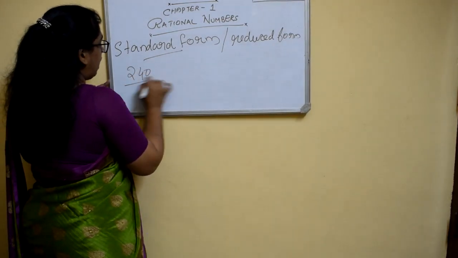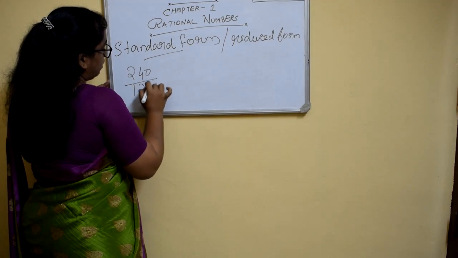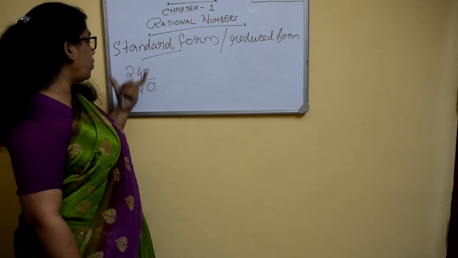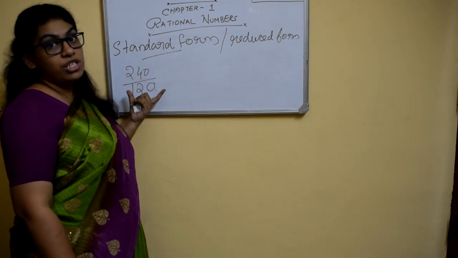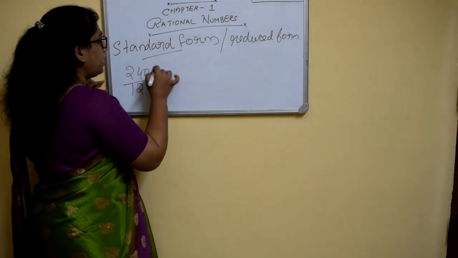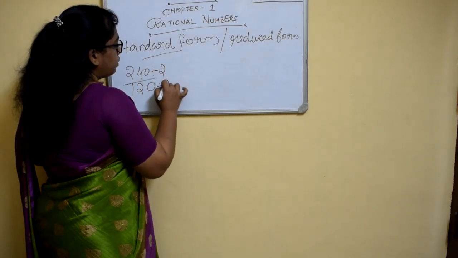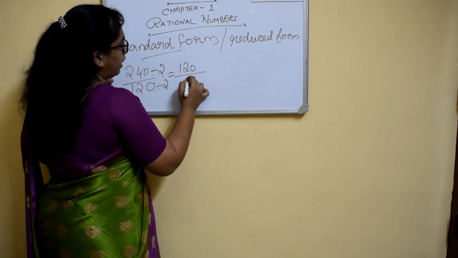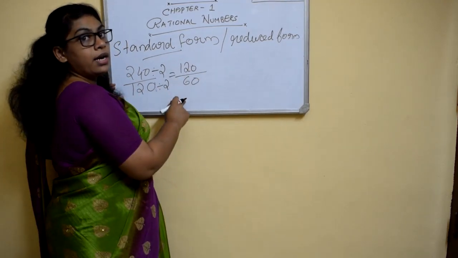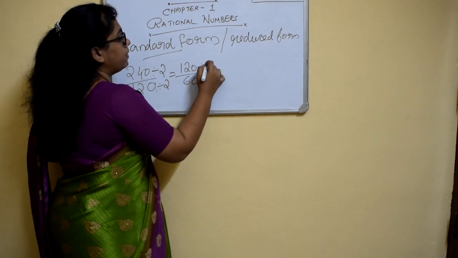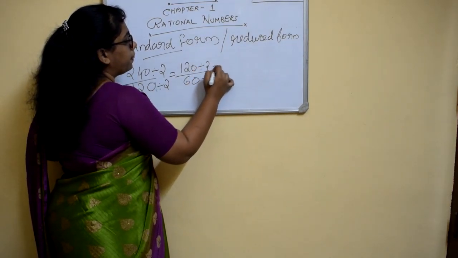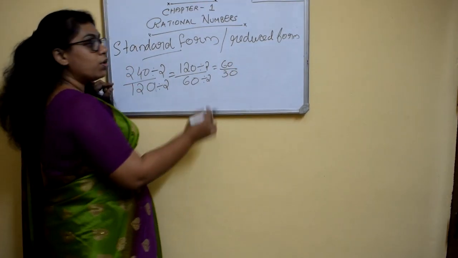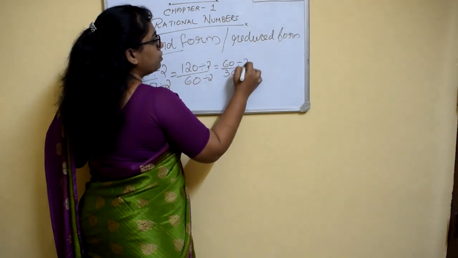240 by 120. Here 240 and 120 both have 2 as a common factor. Divide the numerator and denominator by 2. What will we get? 120 by 60. Again both are even numbers. Divide by 2. What is the answer? 60 by 30. Again both are even numbers. Divide by 2. What is the answer?